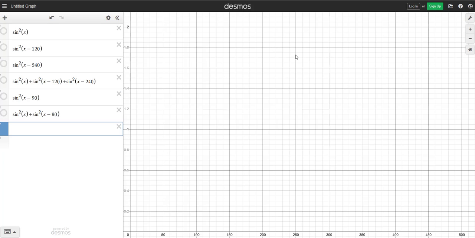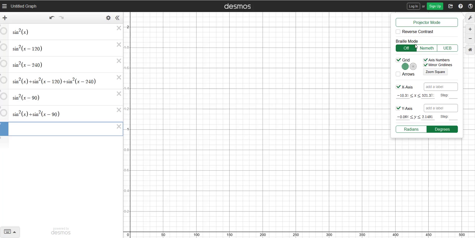If you decide to use it, you do have to go up here to the graph settings and change the units to degrees, and then you can set your scale to whatever you'd like. You can also zoom and pan around as well.